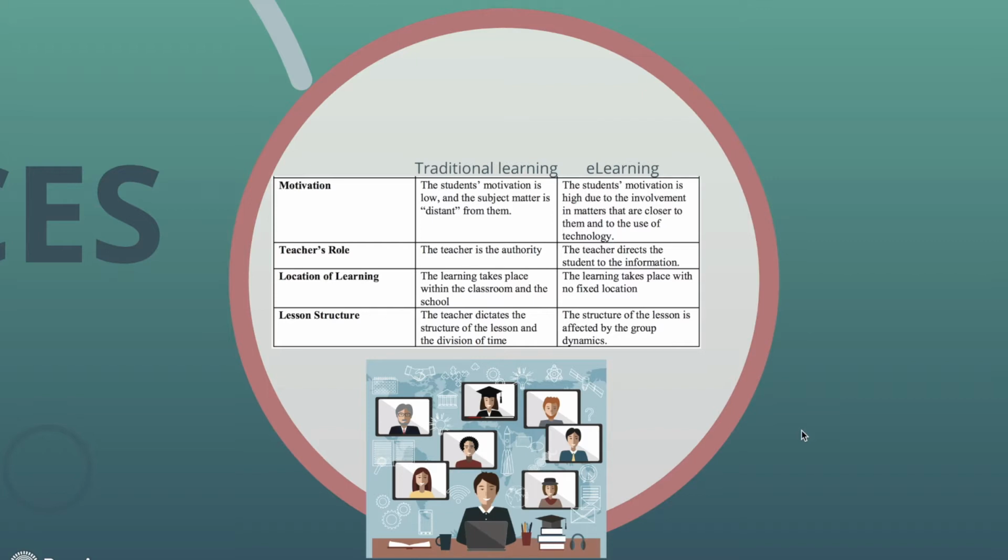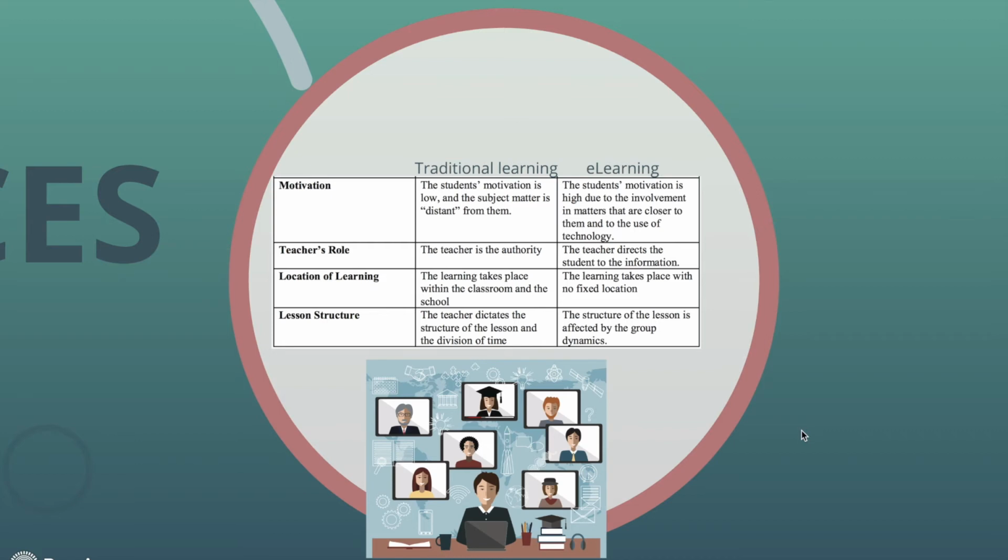In the motivation, the student's motivation is low and the subject matter is distant from them in traditional learning. In e-learning, the student's motivation is high due to the involvement in matters that are closer to them and to the use of technology. Teacher's role: in traditional learning the teacher is the authority, while in e-learning, the teacher directs the students to the information.